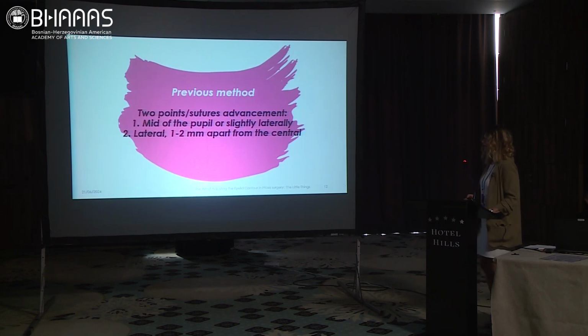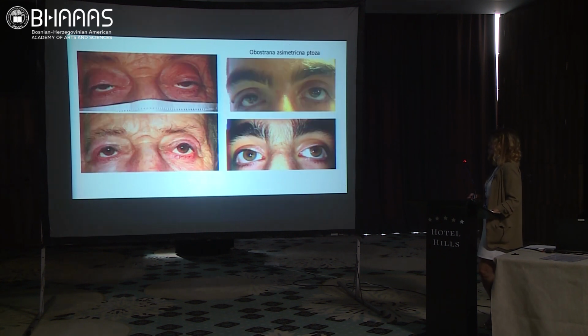Until recently, in my patients I only used 2-point suture advancement of the levator aponeurosis. The first one I would place at the mid of the pupil or slightly laterally, and then the second 1 to 2 millimeters apart from the central portion, on the lateral side. And this is what I would end up with.